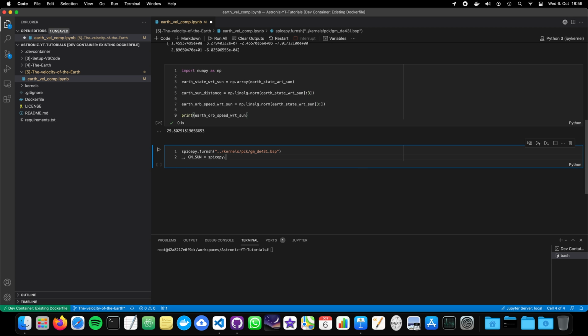We use spiceypy.bodvcd, and this function requires a body ID. We need it for the Sun. What kind of item do we want to extract? It's the gravitational parameter times the mass. And how many dimensions does this value have? Well, 1. Why so complicated?